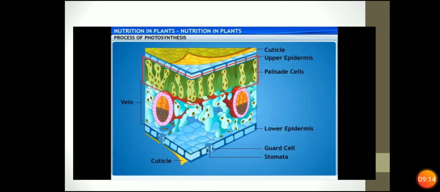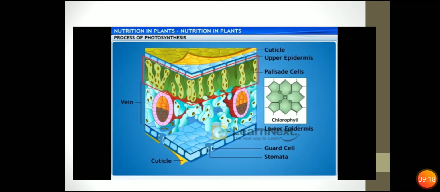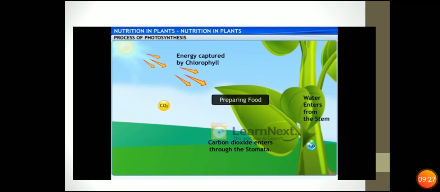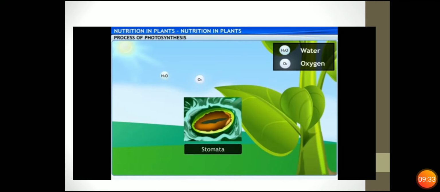Above this is the layer containing palisade cells, containing green pigments called chlorophyll. So chlorophyll is present in palisade cells. They capture energy from sunlight and use it to prepare food from carbon dioxide and water. The byproducts are oxygen and water, which are released through stomata during daytime.